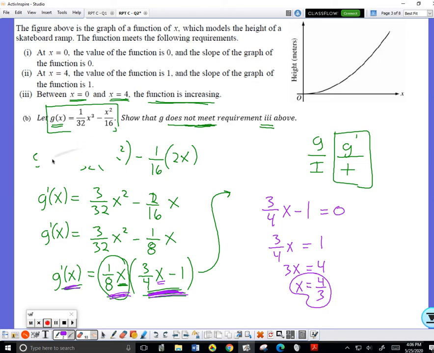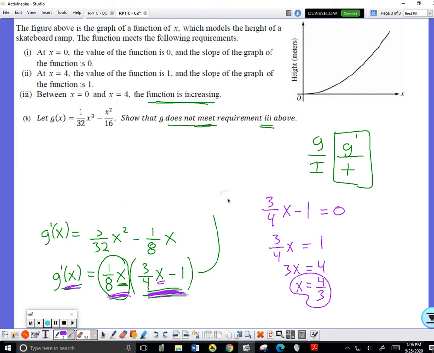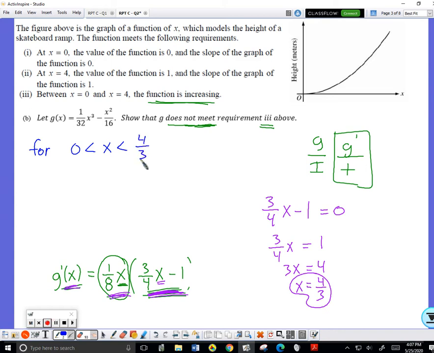So our conclusion is going to be, so show all that work, and then you write the conclusion, which is for 0 to 4/3, g prime of x is negative, so g is decreasing on that interval.